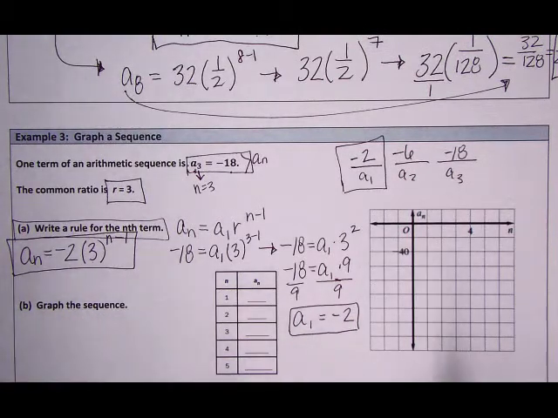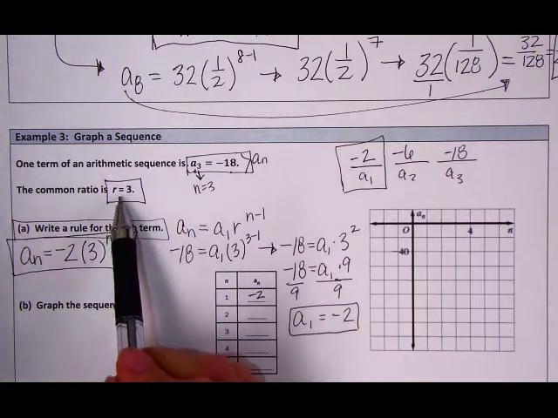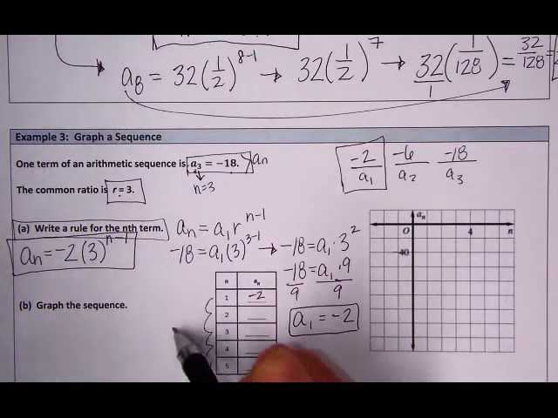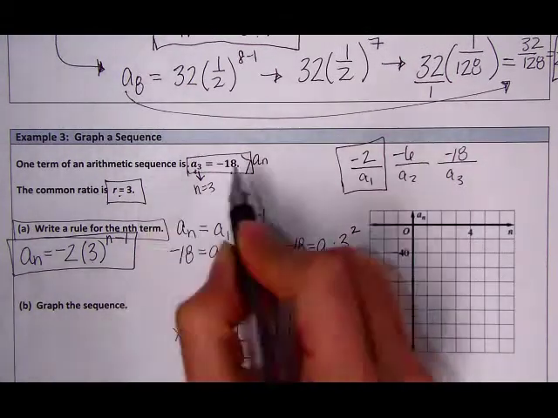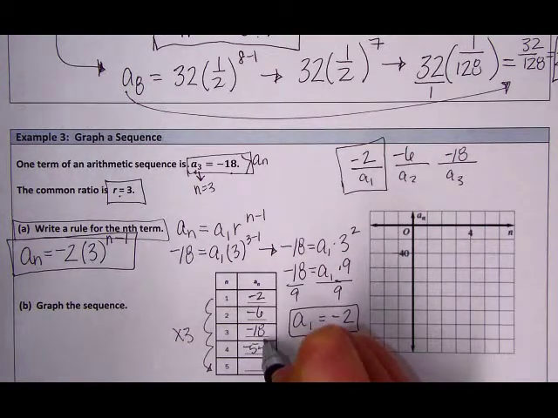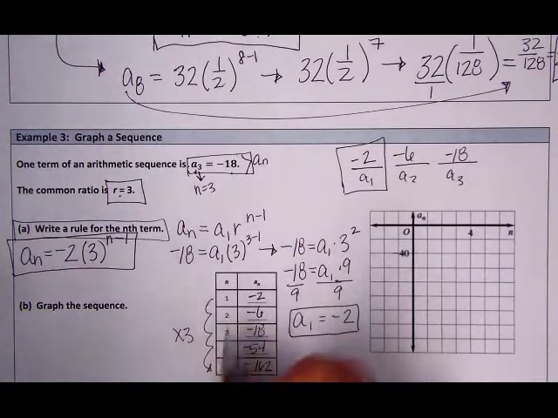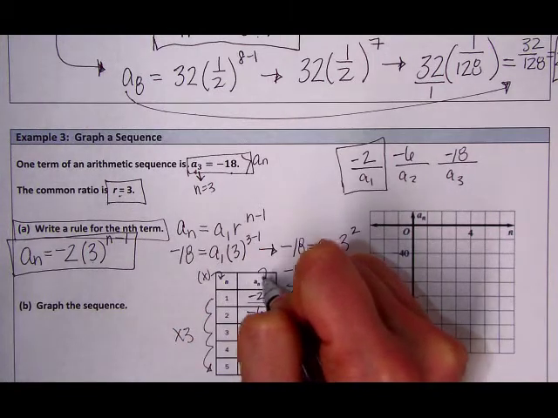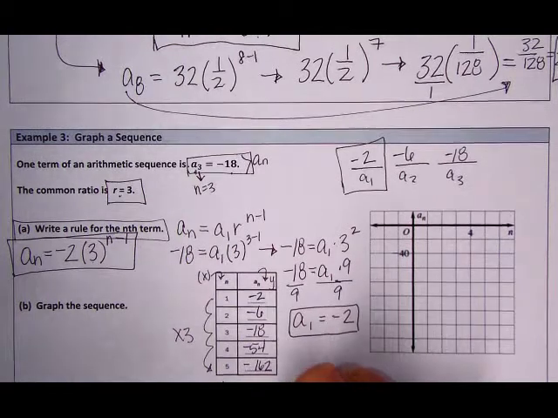To go about and graph my sequence now, I already know my first term is negative 2, and I just keep multiplying each value of my pattern by 3 to get the next one. So I know my second term is negative 6, my third term was given to me, negative 18. Keep going, times 3 gives me negative 54, times 3 again gives me negative 162. If I plot these, my inputs are my n, my outputs are my y, or my a sub n. I can write these as ordered pairs, just like that.